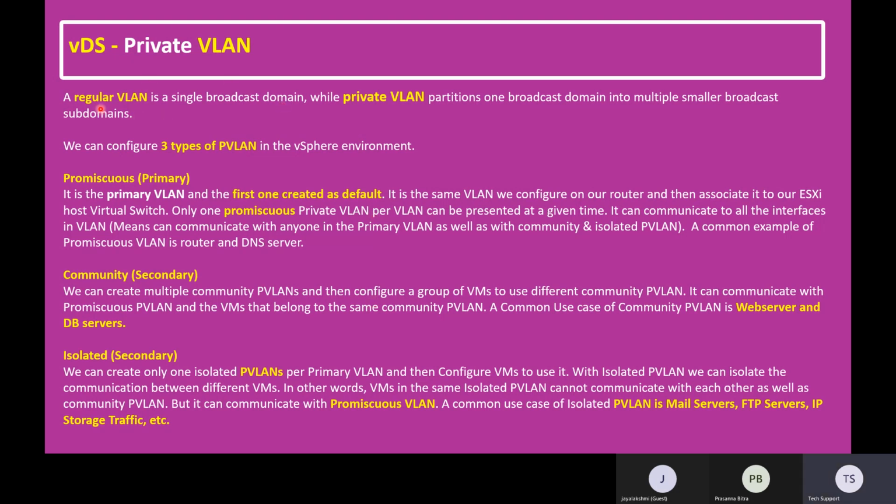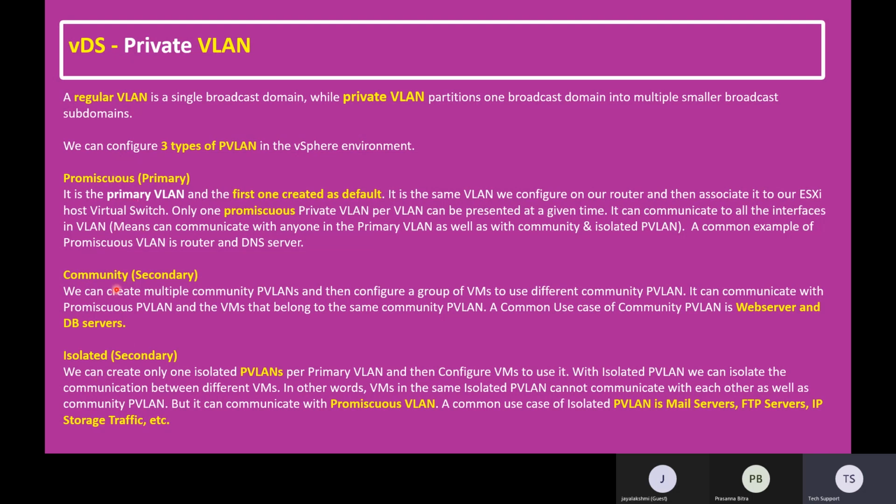Private VLAN. A regular VLAN is a single broadcast domain. So normally every VLAN is a single broadcast domain, while private VLAN partitions one broadcast domain into multiple smaller broadcast domains. That is the private VLAN. We can configure private VLAN in the vSphere environment. The types we can configure are promiscuous, community, and isolated. So three options are available.